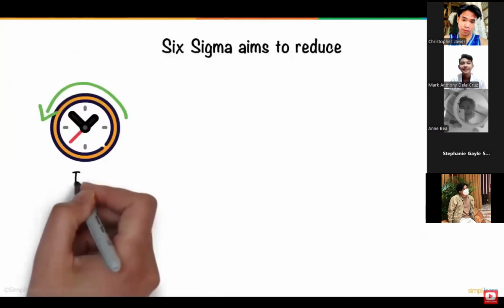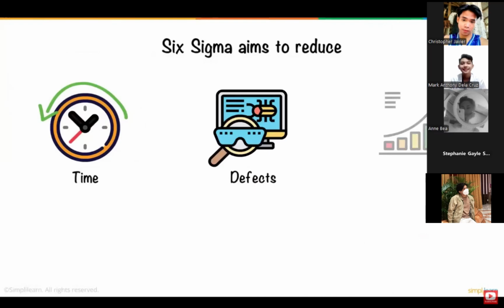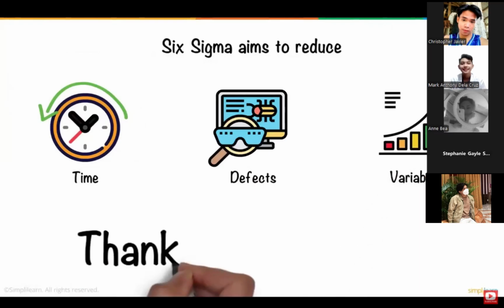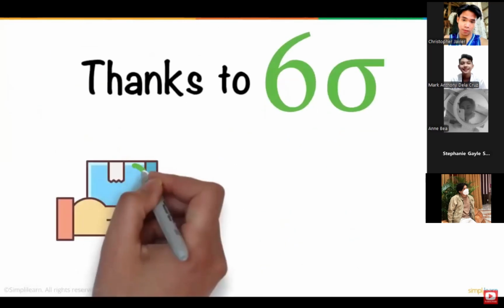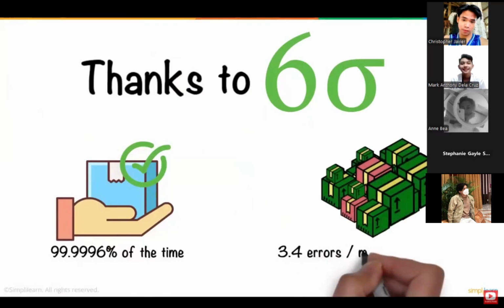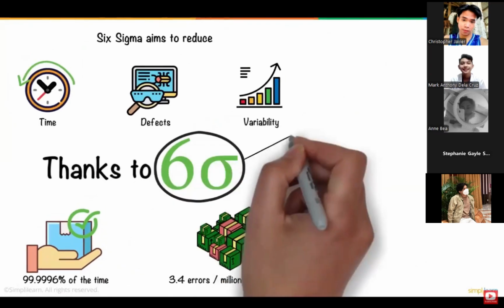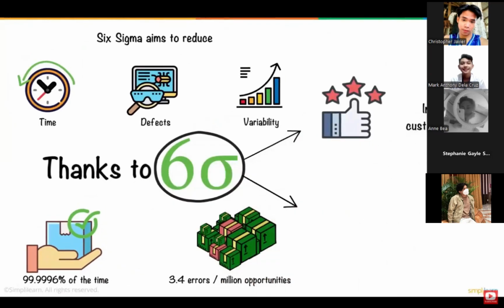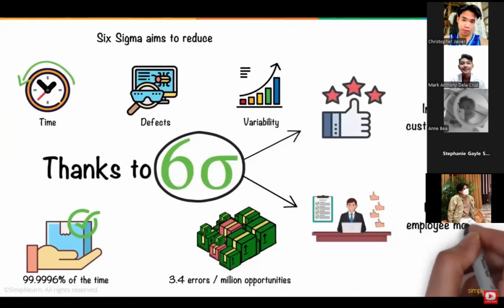Six Sigma aims to reduce the time, defects, and variability experienced by processes in an organization. Thanks to Six Sigma, you can produce a defect-free product 99.9996% of the time, allowing only 3.4 errors per 1 million opportunities. Six Sigma also increases customer loyalty towards the brand and improves employee morale, leading to higher productivity.